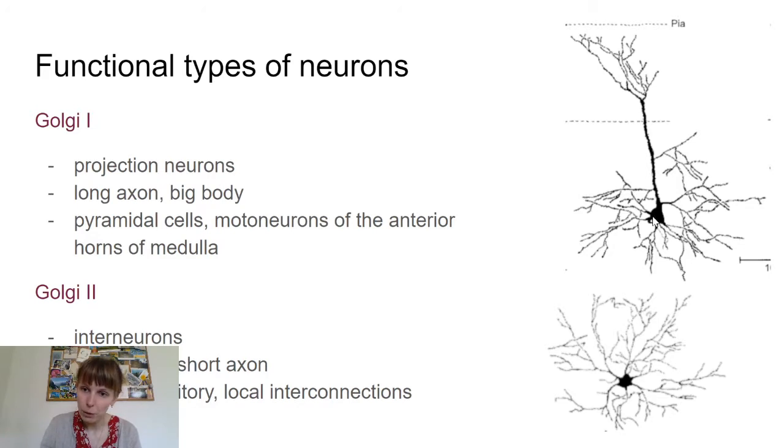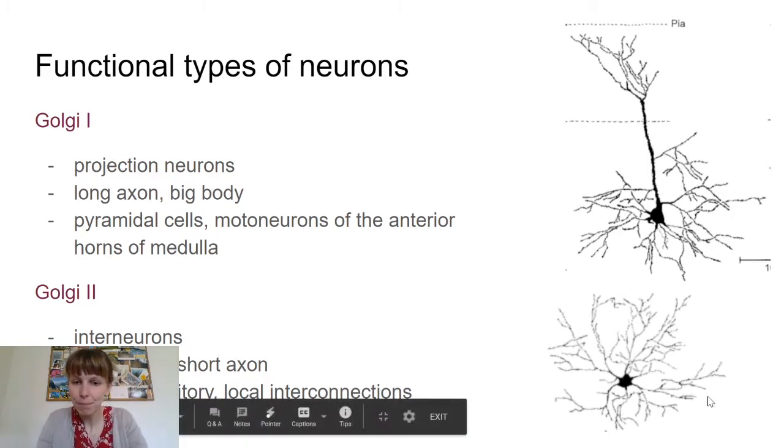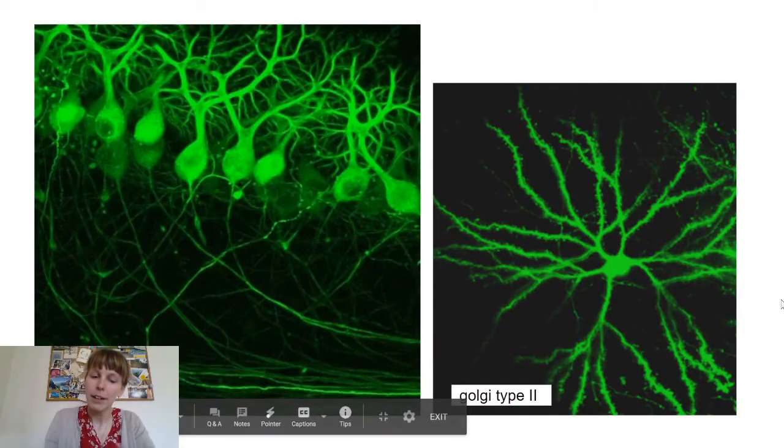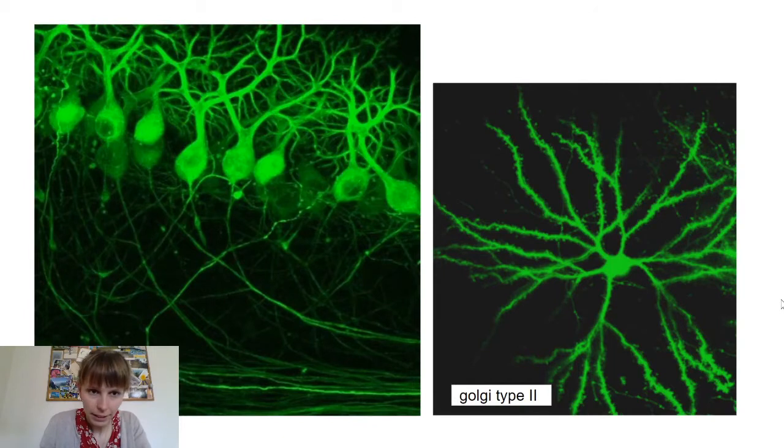So you have a network of these big guys forming the projections, and then you modulate, usually negatively, so you tune down the output of the whole network. So that's Golgi type 1 and Golgi type 2 neurons. Here you can see them in a slightly more modern staining method. So this is fluorescence staining, and on the left you can see an example of Golgi type 1 neurons from the cerebellum. We will see these guys later on.